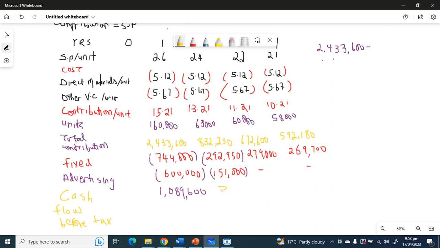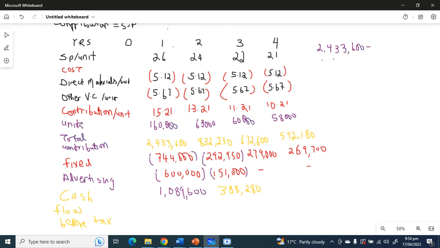Okay, 388,280. The next one, you do 832,230 minus open brackets this amount plus this amount, close brackets.